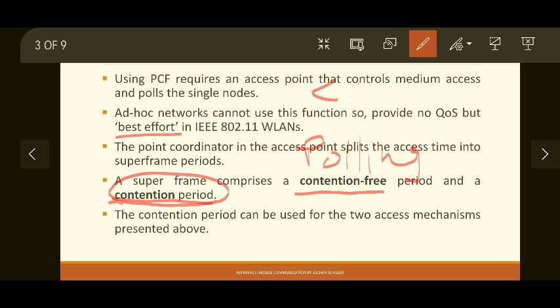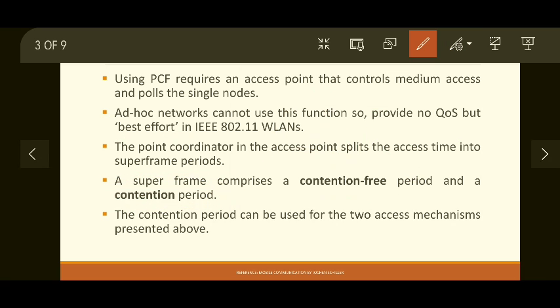Let's say there are 4 users currently in the medium, so the access point polls the 4 users, and during this polling, 2 more users are added to the network, so they will not be polled immediately. So for them there is a contention period. The contention period can be used for the two access mechanisms presented above. During the contention period, polling will not happen, but they will have to compete with each other using the previous techniques, that is either CSMA-CA or RTS-CTS, for accessing the medium.